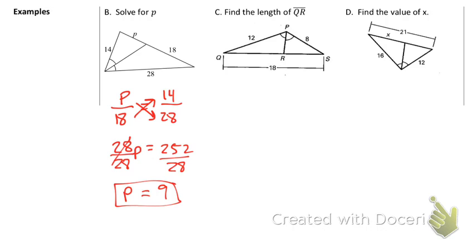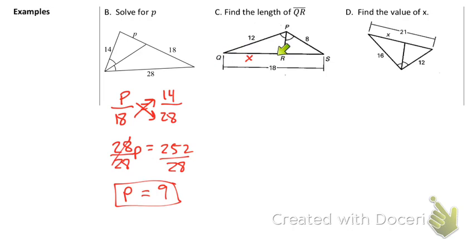All right, let's do example C. Our goal is to find QR. So we're trying to find this measure, so I'm going to put an X here. Again, you should notice we have an angle bisector segment right here. This angle and this angle are being cut into equal parts, so I can use my theorem.